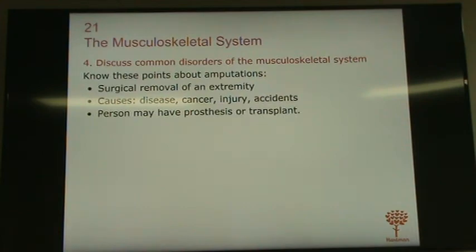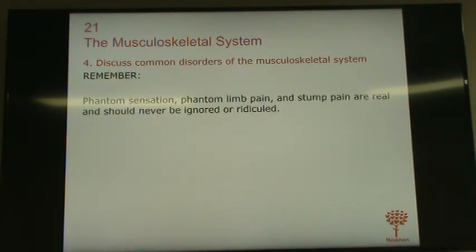So we're talking about common disorders of the musculoskeletal system. And we talked about amputation and how to be careful because they still think that the leg is still there. Just keep an eye on them. So it says here that phantom sensation is real. You shouldn't laugh at them. Just don't argue. Just say okay.